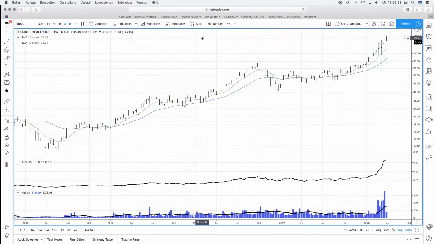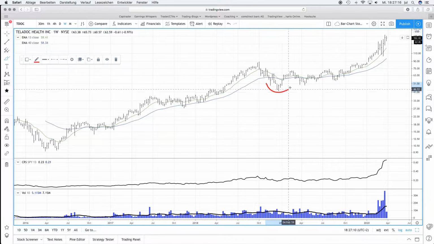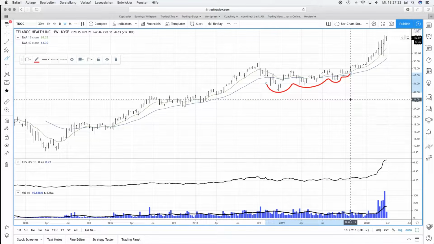And I'm currently in the weekly chart in TradingView. And you can see here the base itself. And you can see that inside the base there are some higher lows. I will draw that in here, and this is exactly the volatility contraction.